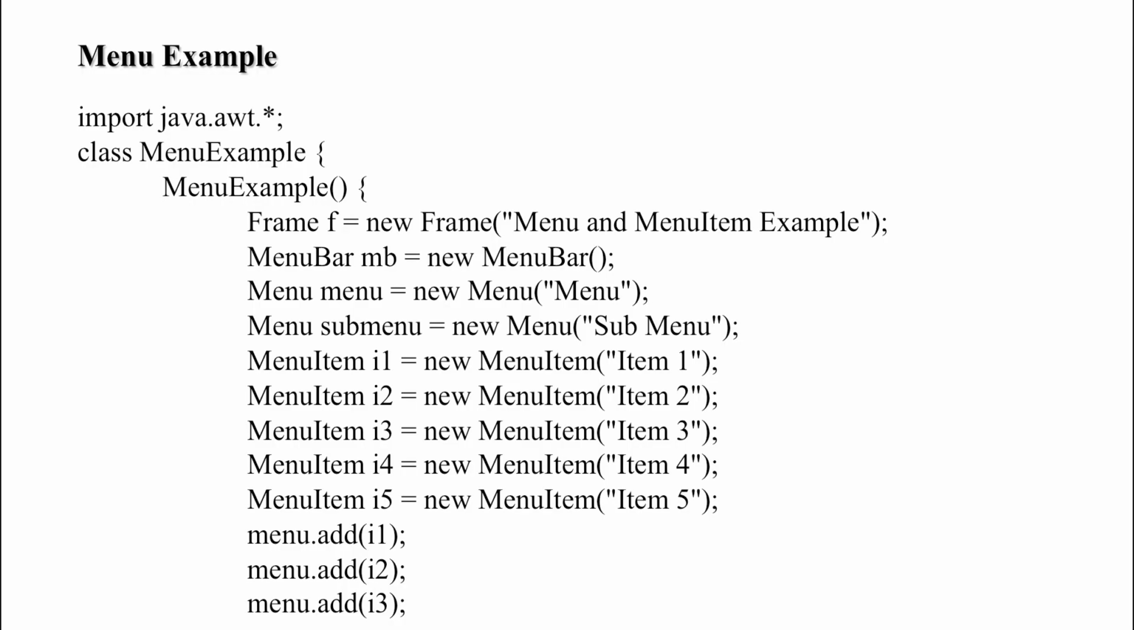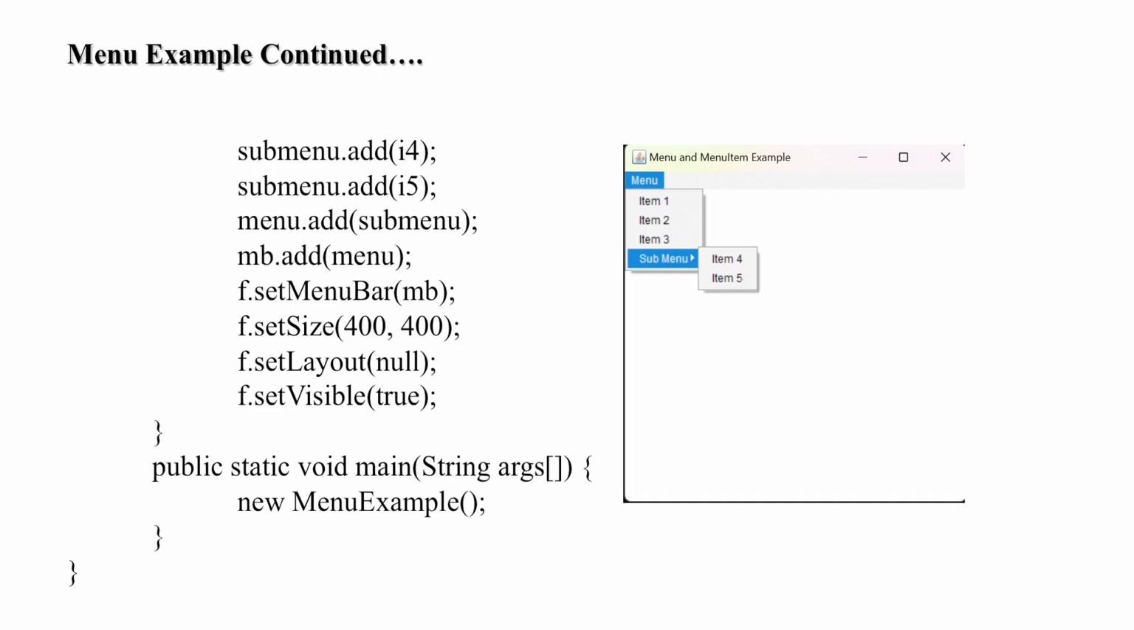Then the next case is the menu example. The same menu example we have already taken up. There is a menu, and there are sub menu items. You select one of them, and this will also initiate an event over there.